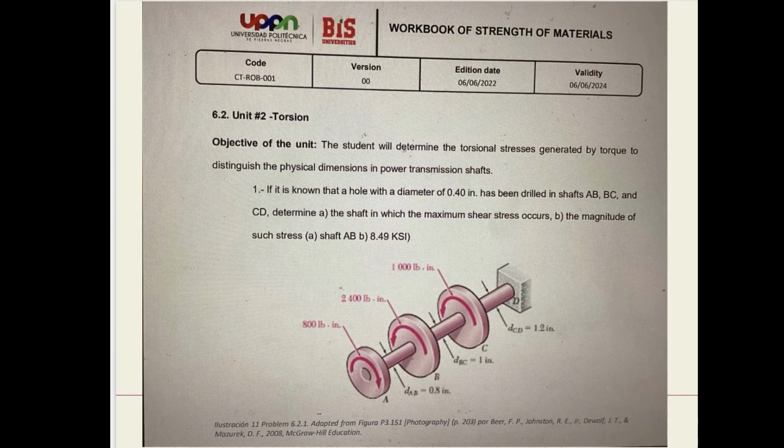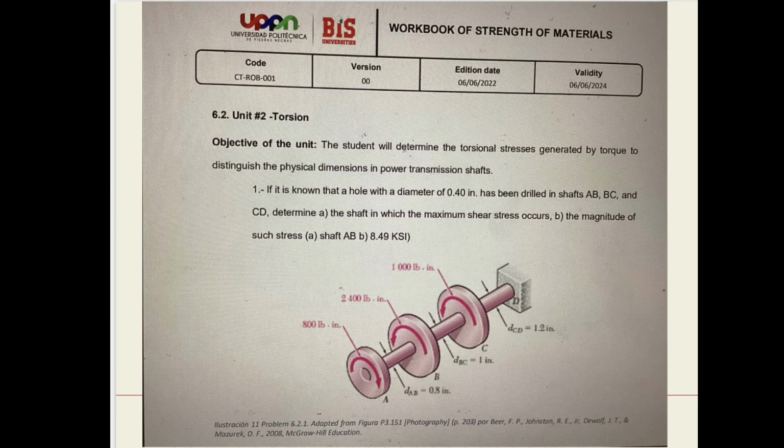Our problem says that if it's known a hole with a diameter of 0.4 inches has been drilled in shafts AB, BC, and CD, determine: A, the shaft in which the maximum shear stress occurs, and B, the magnitude of such stress. And we have the answers just as a reference.